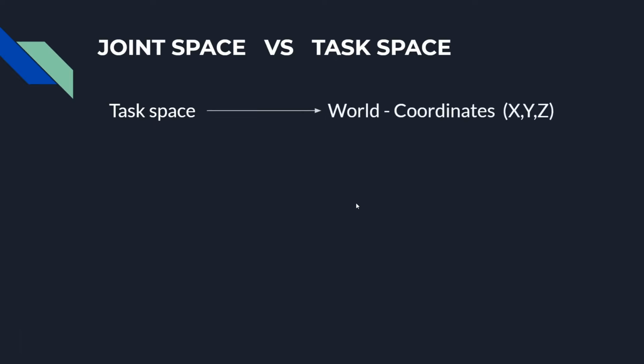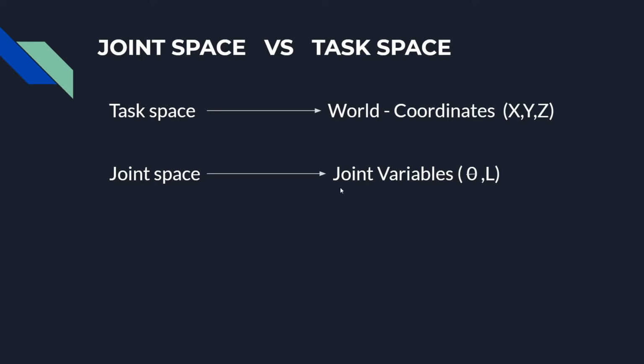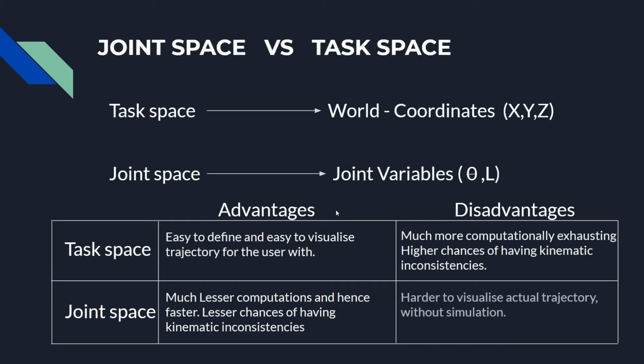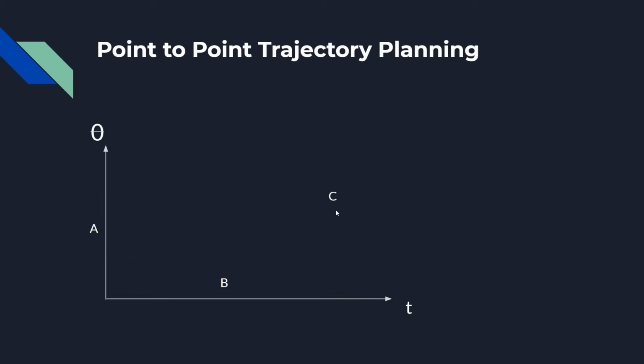With that, we came to the difference between joint space and task space, where we said task space was actually the world coordinates XYZ, and that is what most users would be talking about. Whereas the joint space is actually the values of the joint angles and the joint variables like theta and L, which would actually tell us using forward kinematics where the end effector is in the task space. They all had their advantages and disadvantages that we looked at in the class. And then we came to point-to-point trajectory planning.